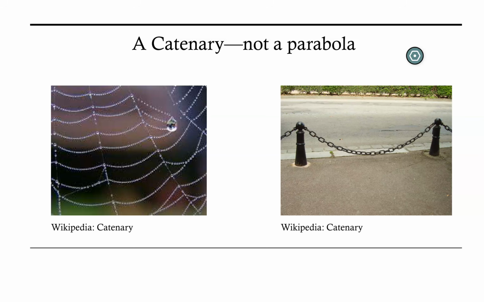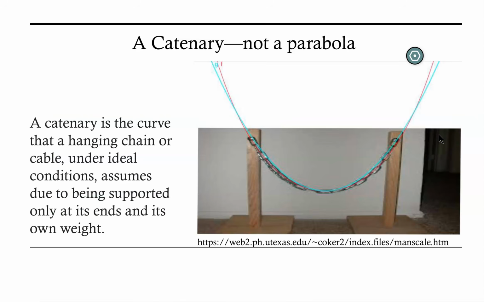So hyperbolic functions are useful in modeling what is known as a catenary. Here's a couple of images of catenaries. This spider web between any two vertical strands, we have a catenary. Here's an example of a catenary that's a chain between two posts. So a catenary is a curve that a hanging chain or a cable, under ideal conditions, will assume due to being supported only at its ends and bearing its own weight.